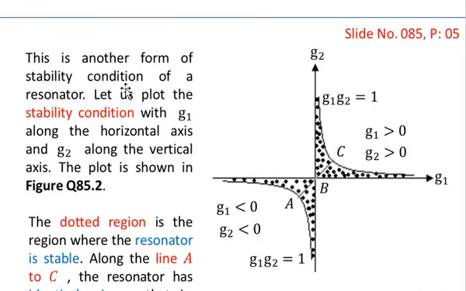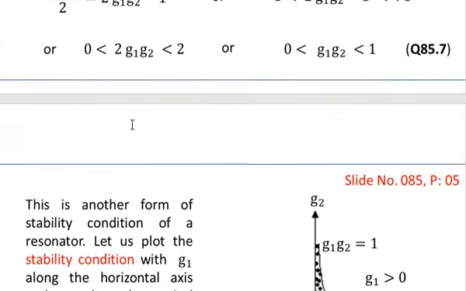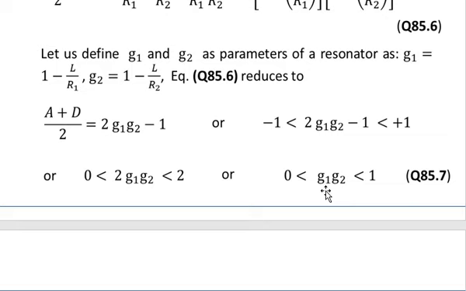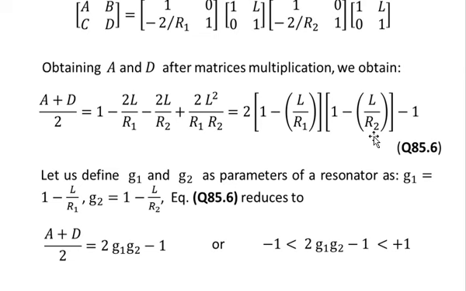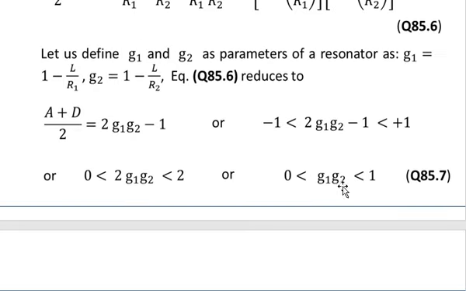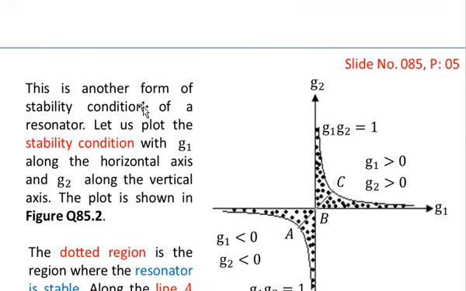This is another form of the stability condition of the resonator. And you know that G1 and G2 are in terms of the radii of curvature. In the question, we were asked to establish the condition of stability of the resonator in terms of the radii of curvature, and this is what we have done in equation number 6. We have stated the same equation number 6 in the following form as shown in equation number 7. That is, the product of G1 and G2 is greater than 0 and less than 1. This is another form of the stability condition of the resonator.